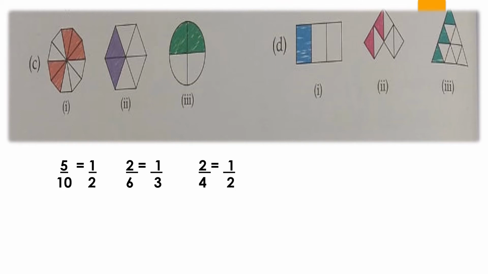The third one is 2 by 4. When you will reduce it into the lowest term, you will get half. So you can see here the 5 by 10, that is the first figure, and the third one 2 by 4. Both of them are giving half as equivalent fractions. So first and third one are equivalent fractions.